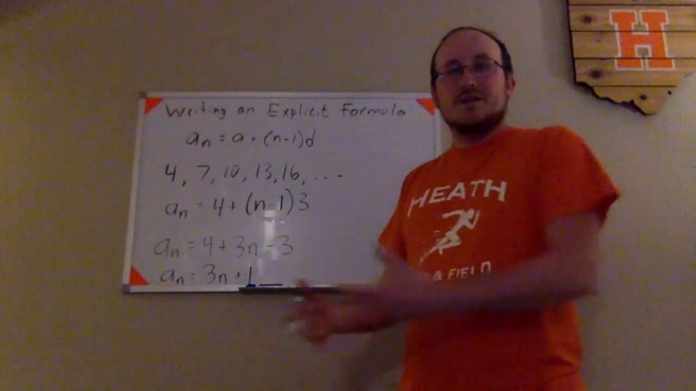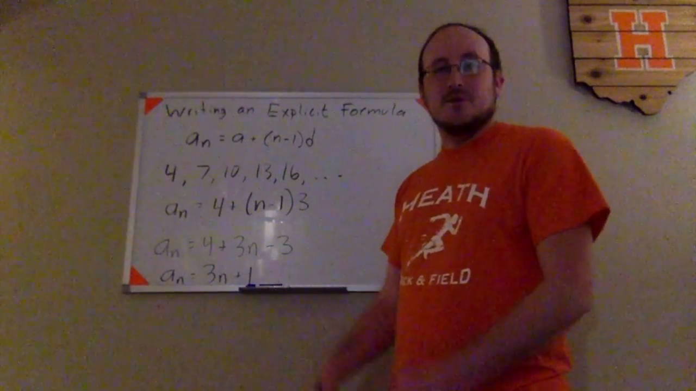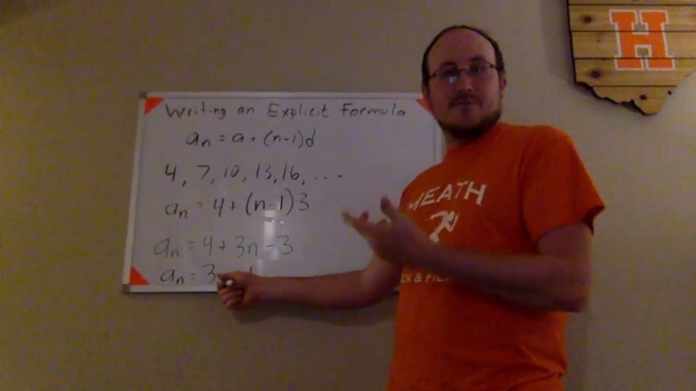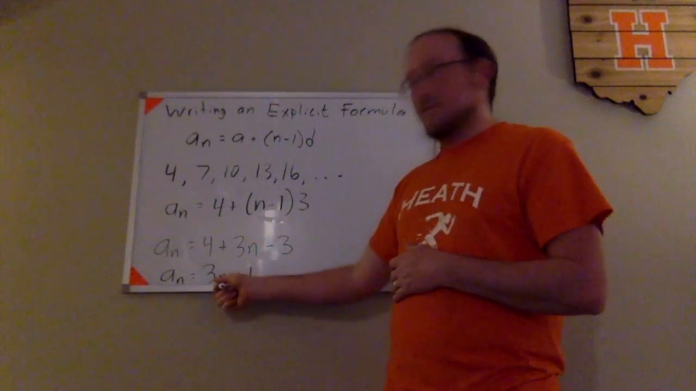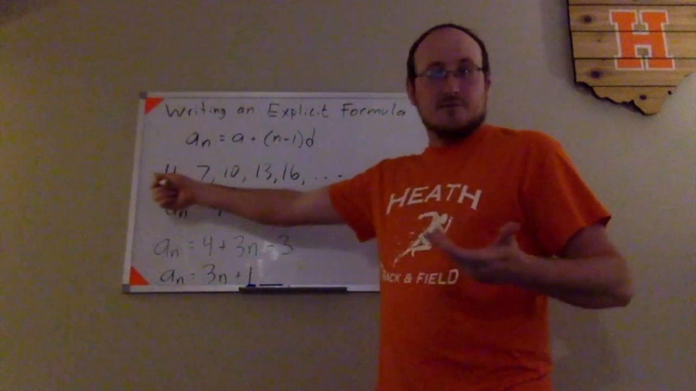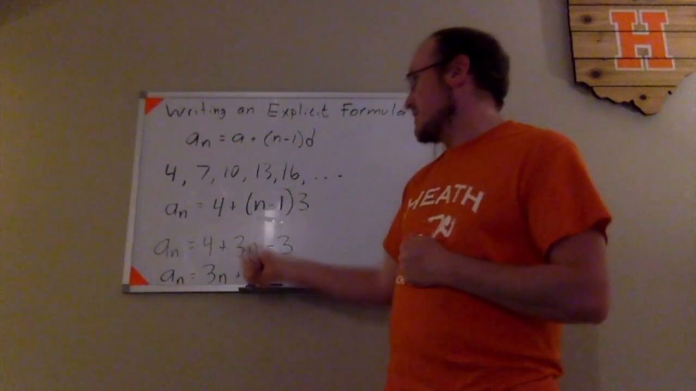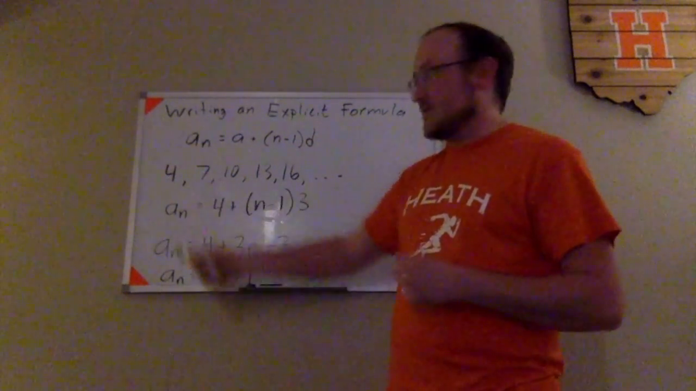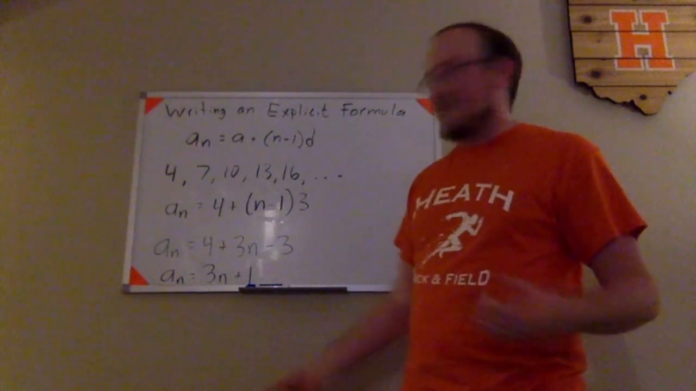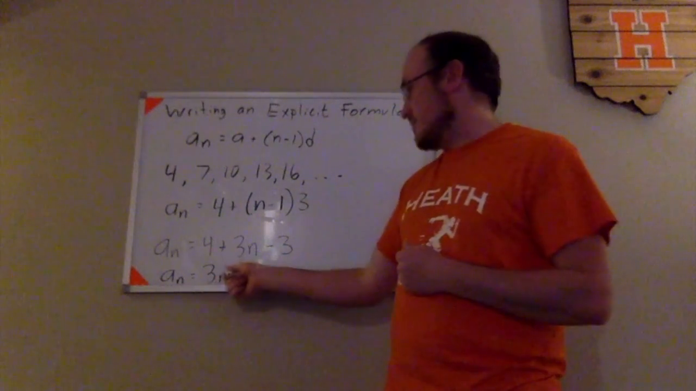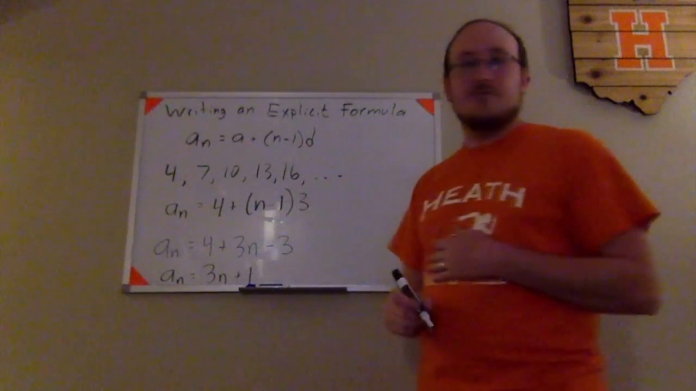Let's check it. n stands for the term number. If I plug in 1 for n, I should get the first term of the sequence. 3 times 1 is 3, plus 1 is 4. That was my first term in the sequence. If I plug in 2 for n, 3 times 2 is 6, plus 1 is 7. It's the second term of the sequence. Plug in 5 for n. 3 times 5 is 15, plus 1, that's 16. That was the fifth term of the sequence.